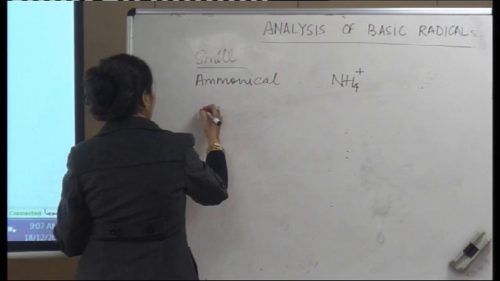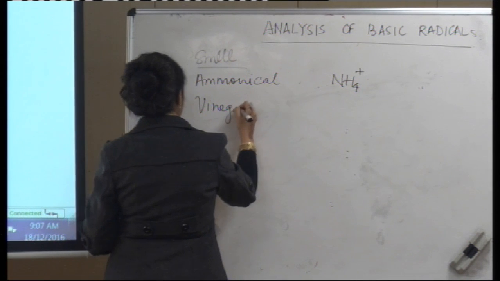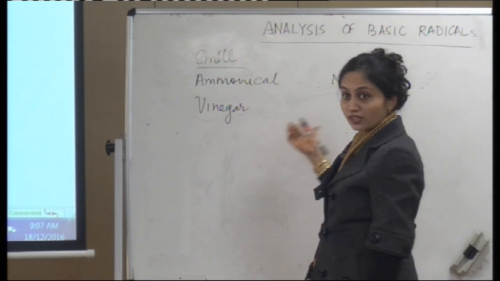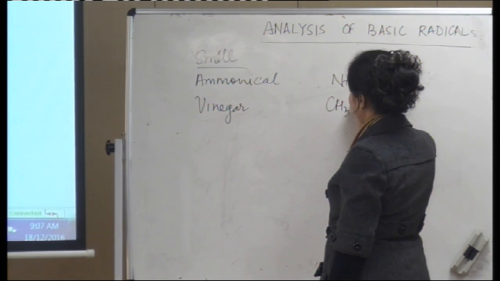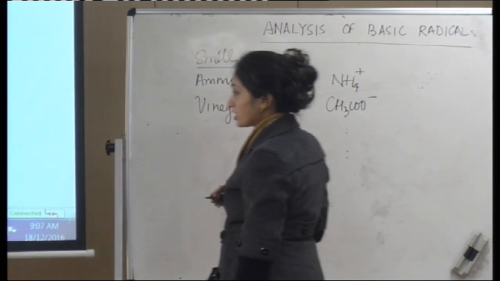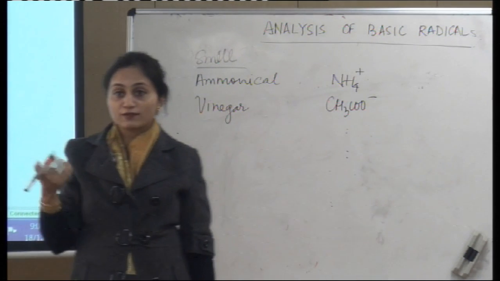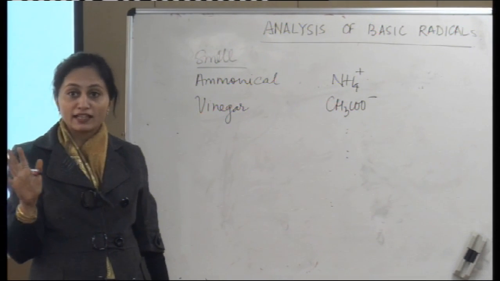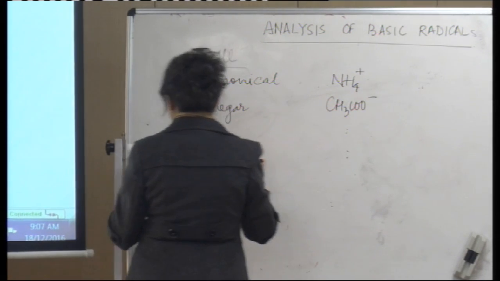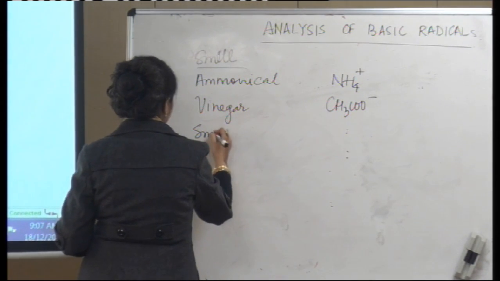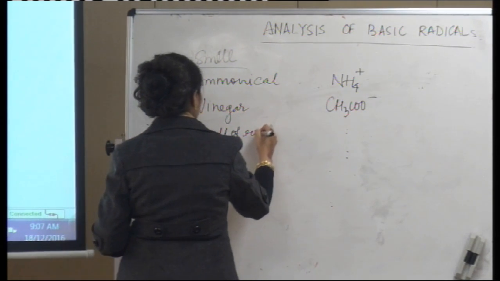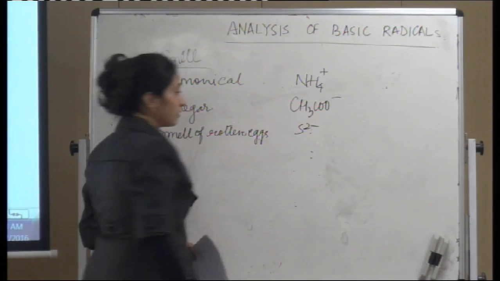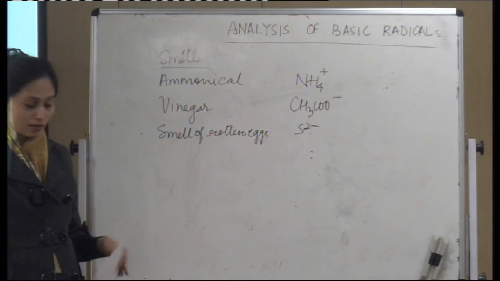If you have a vinegar kind of smell, then it indicates the presence of your acidic radicals, that is the acetate ions. Vinegar has acetic acid only, so you have the presence of CH3COO-. For all those of you who say that we do not get to know about the smell, just go to your home kitchen and just smell vinegar once. You will get an idea what kind of a smell it has. Okay, and then you have smell of rotten eggs. This is also very peculiar. You will be able to make out, and this is for your sulfide ions. Okay, these are some of them.